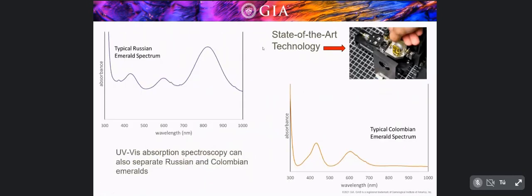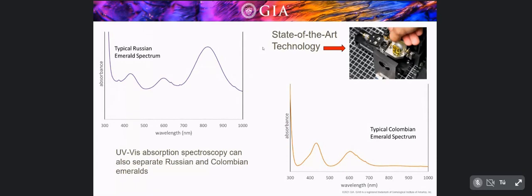Now, about 75 years ago, if somebody gave you an emerald and asked you to identify its origin, let's say you didn't have a microscope or you weren't very comfortable looking in a microscope, there was another technology we could have turned to separate Russian and Colombian emeralds, and that would have been UV-Vis spectroscopy. And so that's kind of why I started off with that technology. This is actually a very important tool for determining origin for emeralds in the lab.